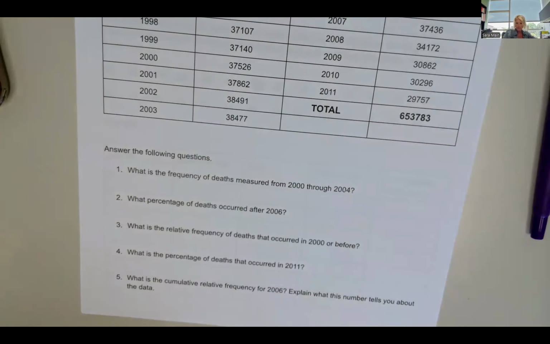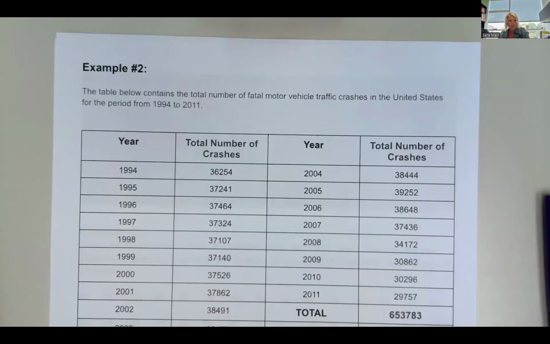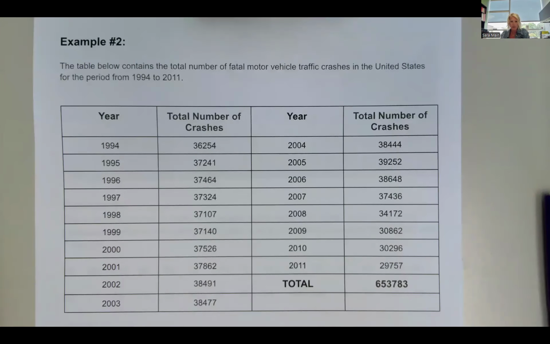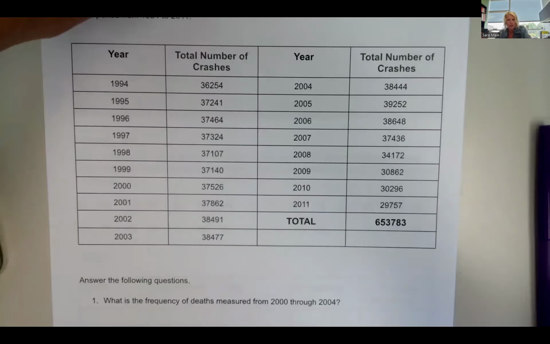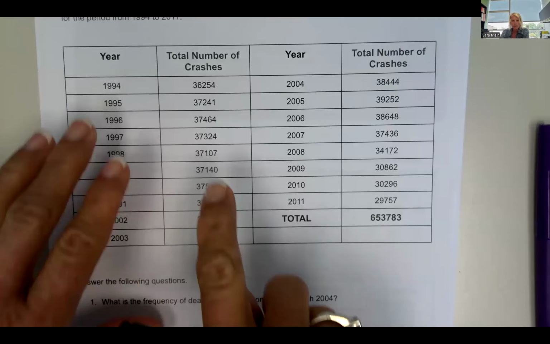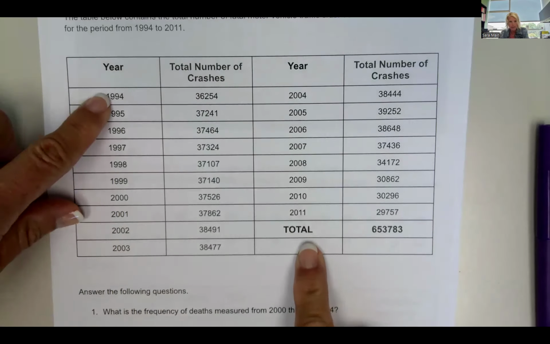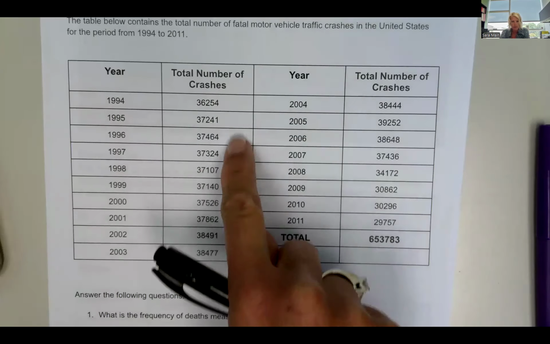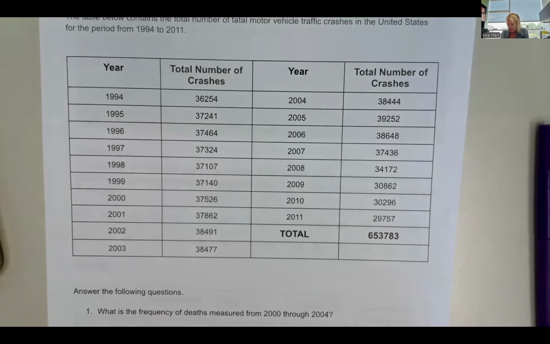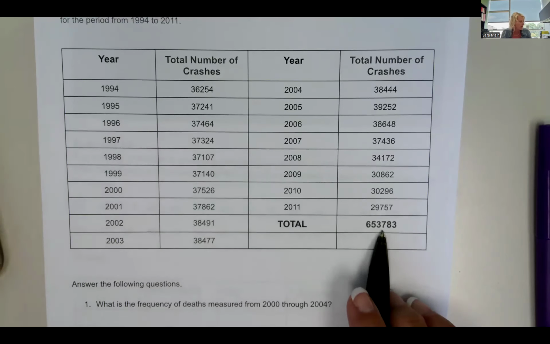Example 2. You read through this for a minute. The table below contains the total number of fatal motor vehicle traffic crashes in the U.S. for the period of 1994 to 2011. Now notice this is one set of data, but there's the year, and then the year starts over here again. So we're going at 1994 all the way over to 2011. And then the second and fourth columns are the total number of crashes for those years. And then we have the total number of crashes out of all of those years at 653,783.